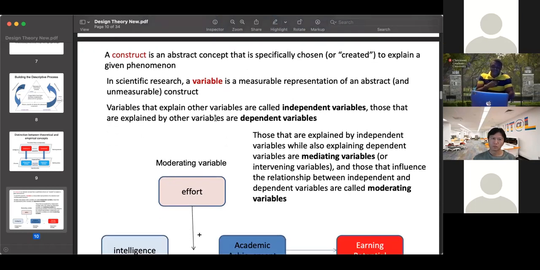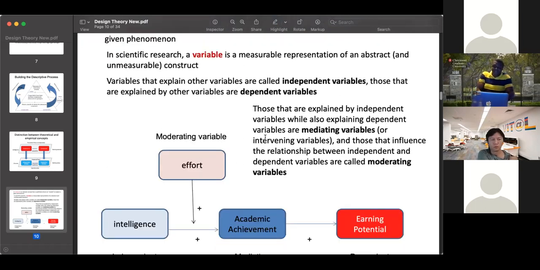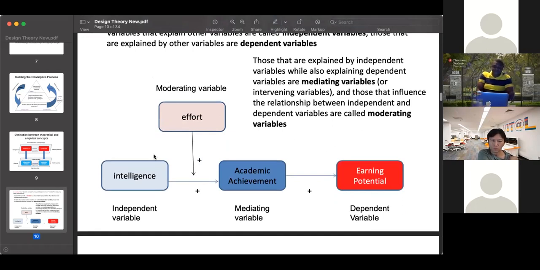We all just know about this: variables that explain other variables are called independent, and those that are explained are the dependent, or criterion, variables. We have moderating variables, so plus, minus, which means effort has a lot to play in determining the level of academic achievement and intelligence and earning potential. More effort, more earning. Less effort, less earning potential.